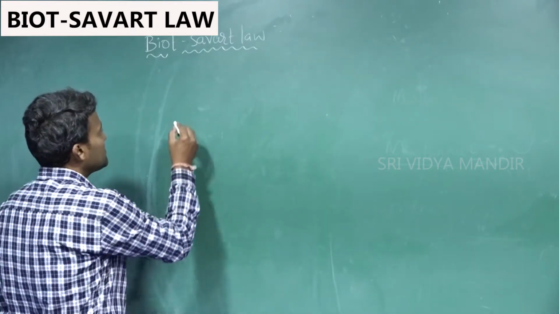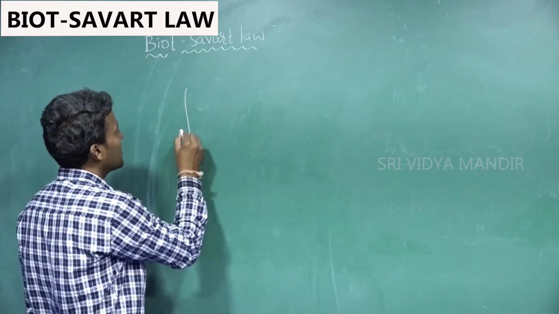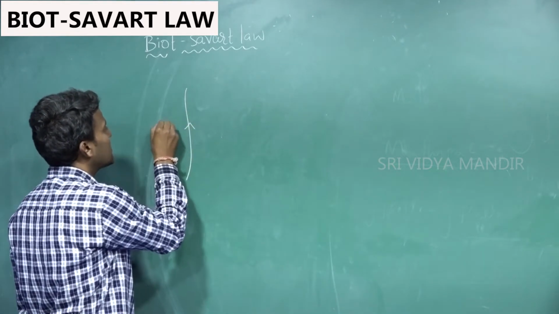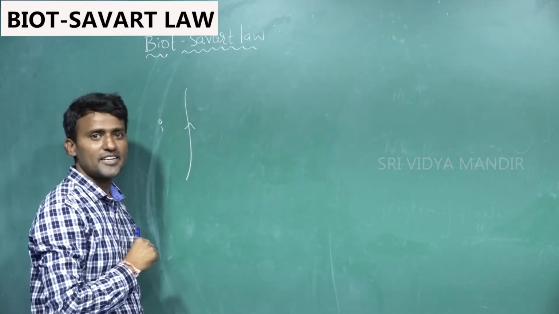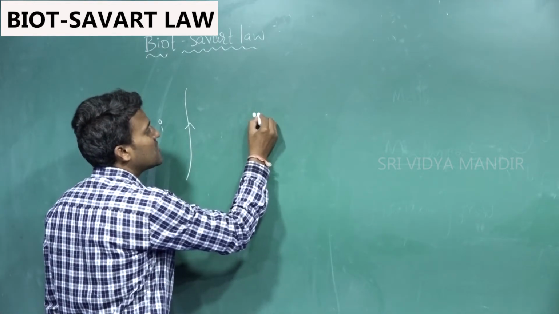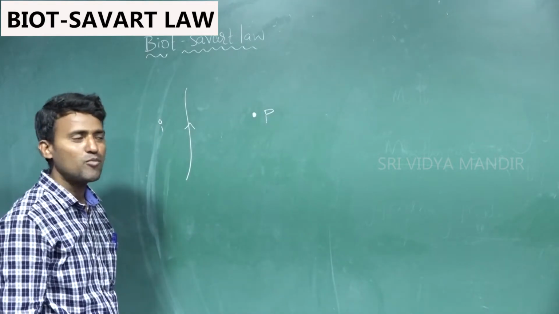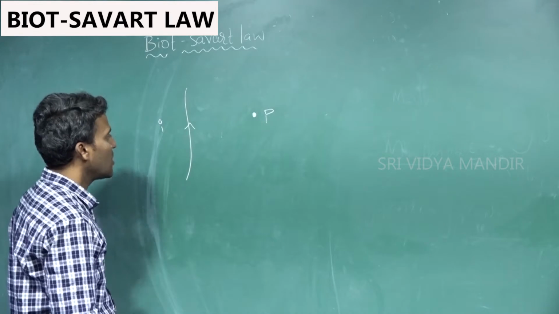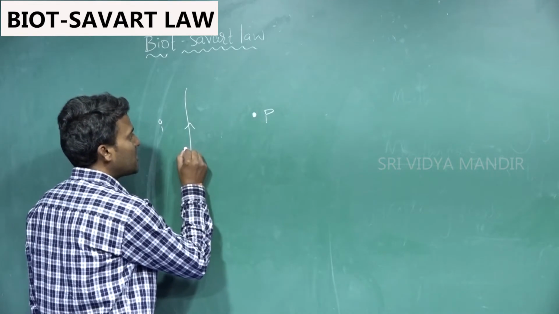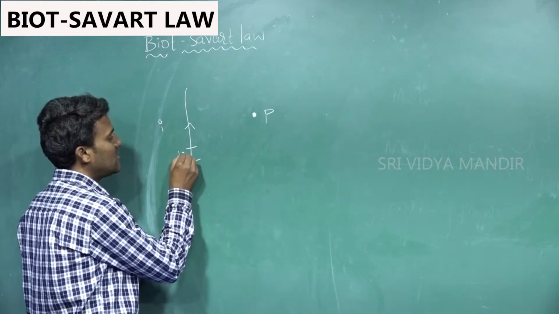See here, I am taking one current carrying conductor. The current in the conductor is I. We are calculating the magnetic field at a point P. For that, I am taking one small element. This is the small element dl.